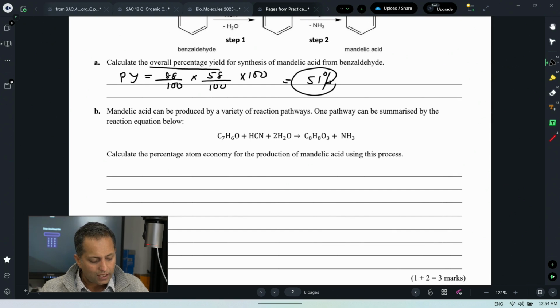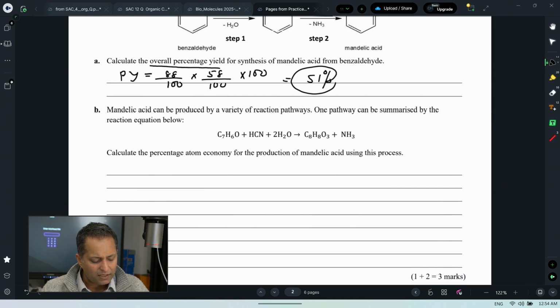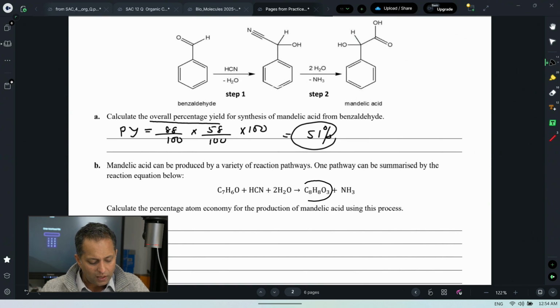Now the next one is asking you to find the percentage atom economy. In order to find the atom economy, what is the desired product? Desired product, it has to be this one, right? Because look, I forgot to tell you, this is a benzene group. This is the aldehyde group. This is the CN part, the cyanide part here. And this has got a carboxyl group here, and a hydroxyl group here as well.